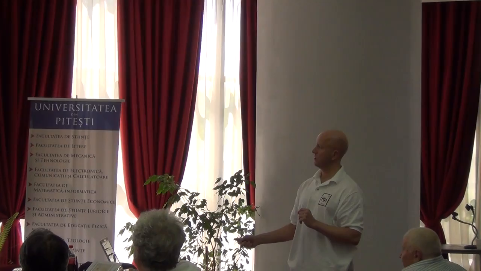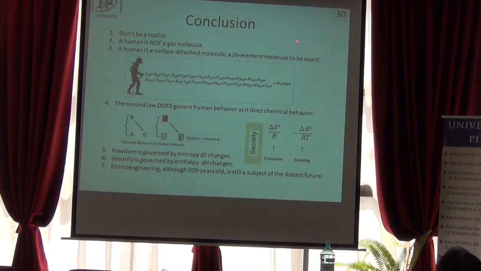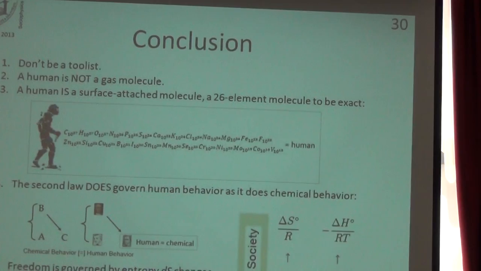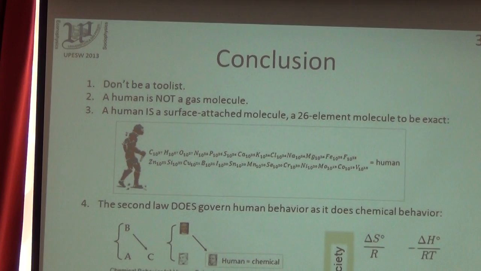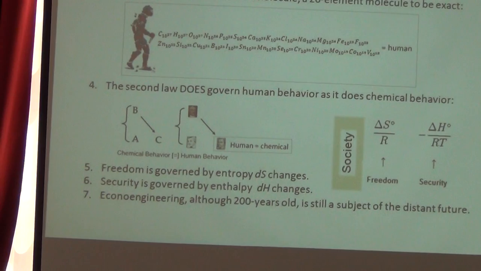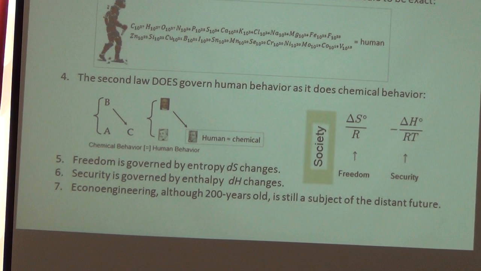What you want to do is consider yourself as a 26 element molecule. By mass composition, everyone is made of 26 elements. You think of yourself as a molecule. You also have to think of yourself as a surface attached molecule, because if you read through volume one, you'll understand what exactly that means. How do you model a person versus a book versus a computer versus information on the internet versus food or water? You have to look at that chemically. There are models for that. Goethe is one you'll want to spend a lot of time reading.